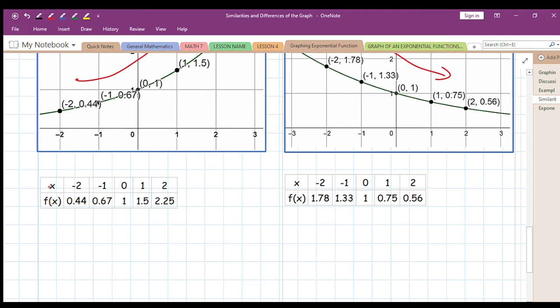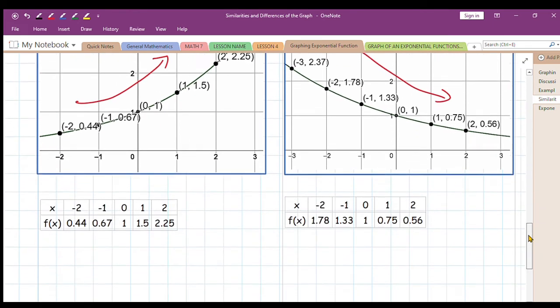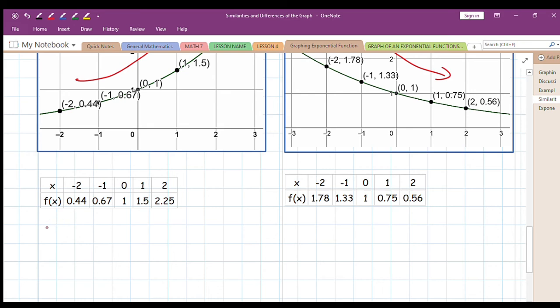Meron tayong laging given x values that have negative, 0, and positive values of x. And also, we need to substitute the value of x to the given. So, for example, we have the given f of x is equal to 3 over 2 raised to x. We will just substitute the value of x. If we have x equal to negative 2, we substitute that value to 3 over 2 raised to negative 2.